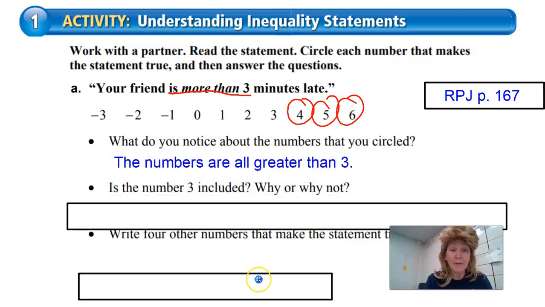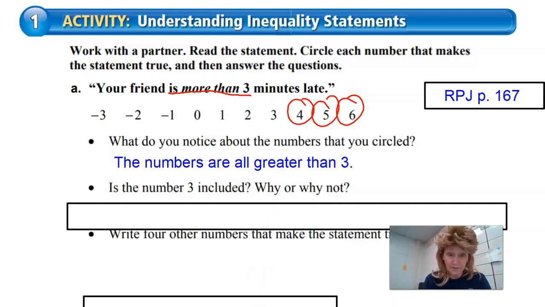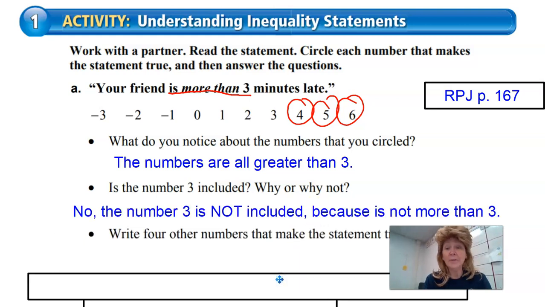So 3 is not included because 3 isn't more than 3. You might notice that all of the numbers that I chose are greater than 3, right? There's a bunch of little decimal numbers in between that you're not seeing. And is the number 3 included? I would say no, it's not included because it's not more than 3.